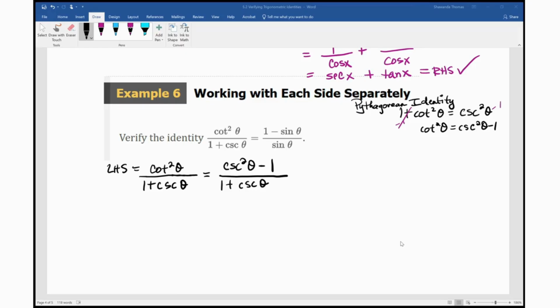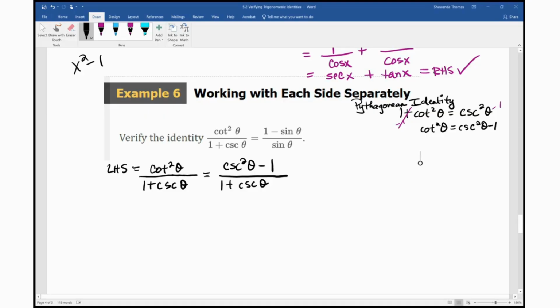That might get to where we want to go, but I think this would be easier. Why not factor the numerator? All right, so imagine that cosecant theta being an x squared. Don't y'all know how to factor x squared minus 1? What are the factors for x squared minus 1? X plus 1, x minus 1?